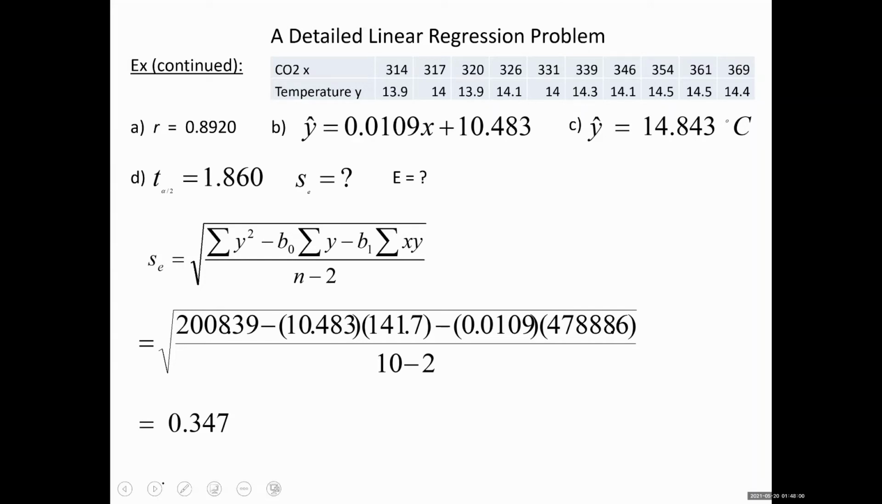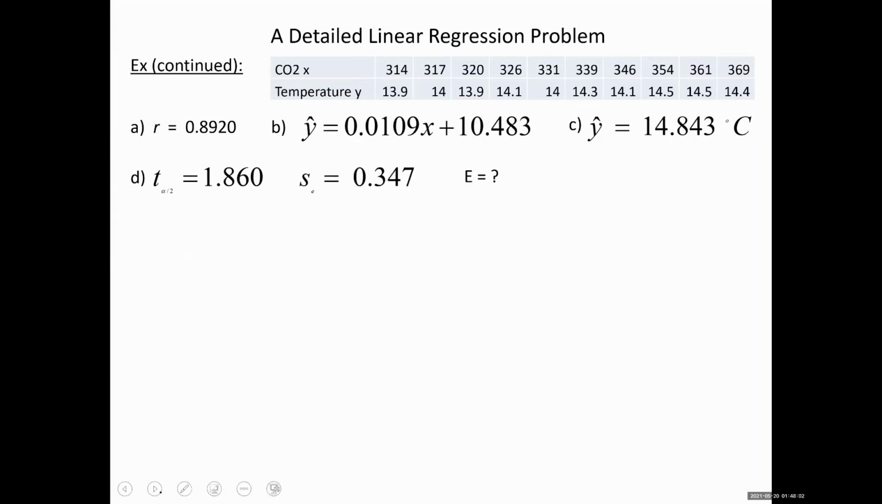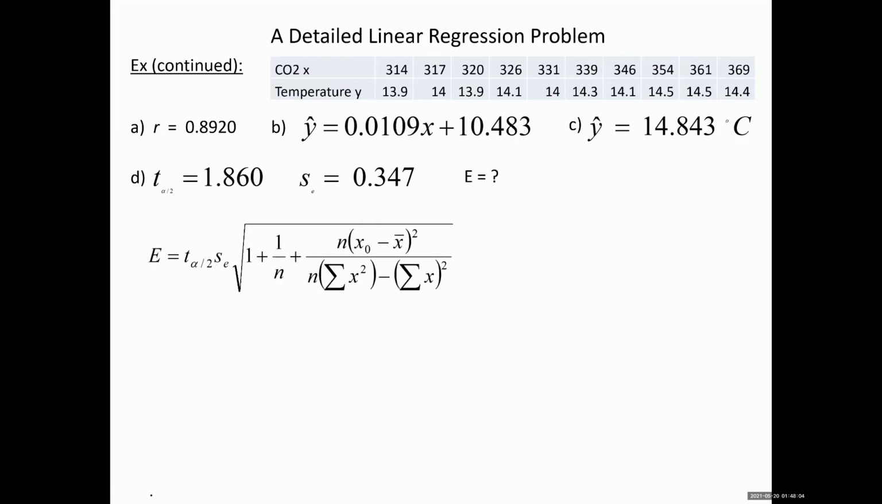Now, after you have that, we can calculate the margin of error. Here's the margin of error formula. T alpha over 2 is this. SE is this. You're going to multiply those, then multiply by this root. And again, you just fill into this root. N we know is 8. X bar, sum of x squared, and sum of x are things we calculated at the start of the problem. And then there's the x0 that we talked about.